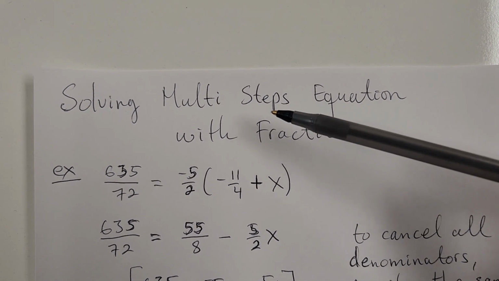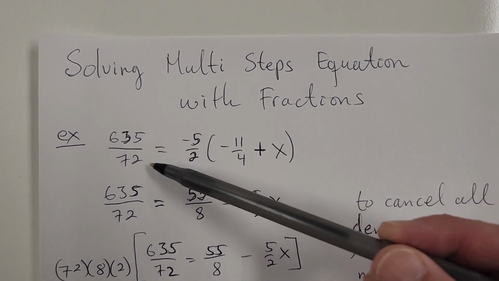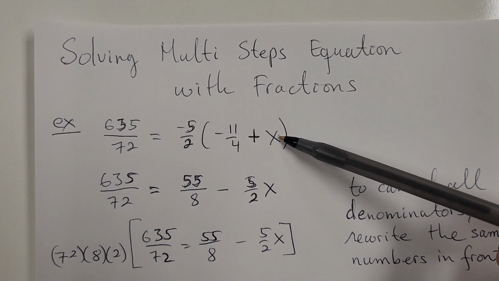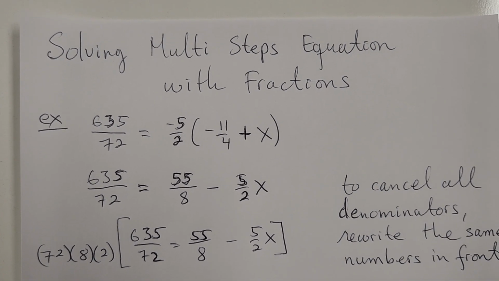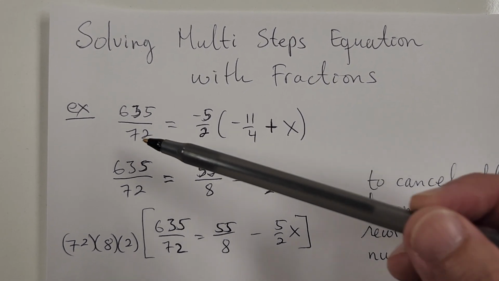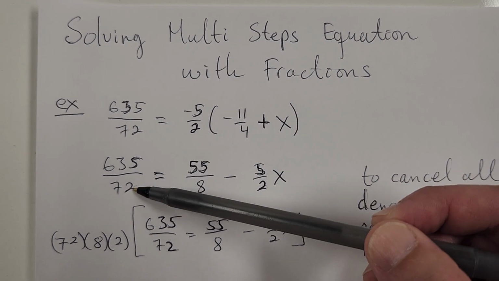This lesson is solving multi-step equations with fractions. Here I have an example on the left, and this is the right side. On the right side, we have parentheses. When we see parentheses, we will multiply them. On the left side, there's nothing to do, so bring it straight down.